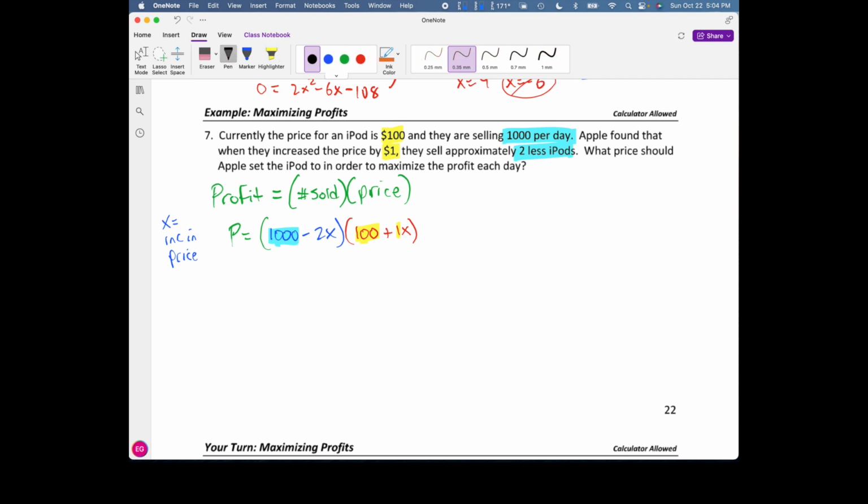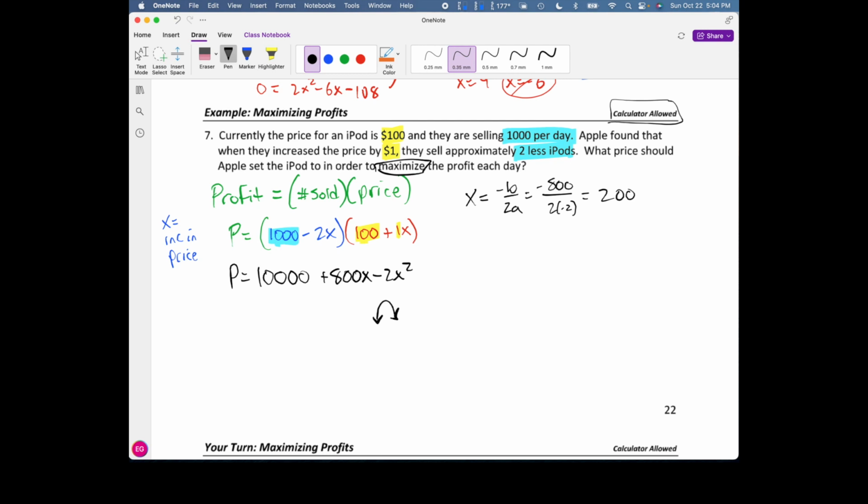So what we actually have here is a quadratic, and we can FOIL this all the way out. If I FOIL this out, I'm going to get, I think, 10,000 plus 800x minus 2x squared. And we're trying to maximize. And this is a negative x squared, which means it's going to be a negative parabola, upside down, which means it will have a maximum. So I'm just going to do x equals negative b over 2a. So I'll get negative 800 over 2 times negative 2, and that's going to give me 200. And you can use your calculator for this one, but no graphing for this, okay? We would have to show our work with the negative b over 2a.